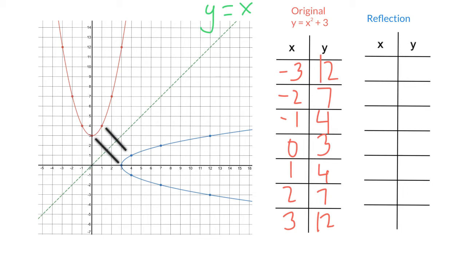If you look at each of those black lines that I created, you can see that they're perpendicular to the line y equals x, which is how you can tell that they line up perfectly.